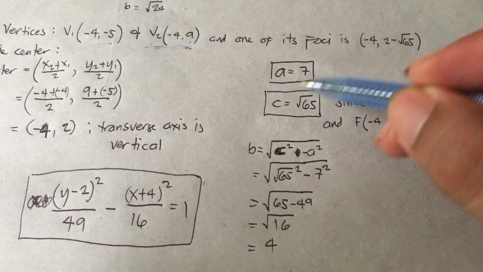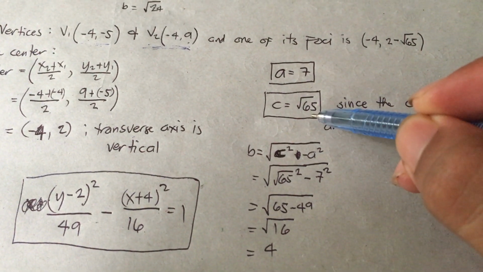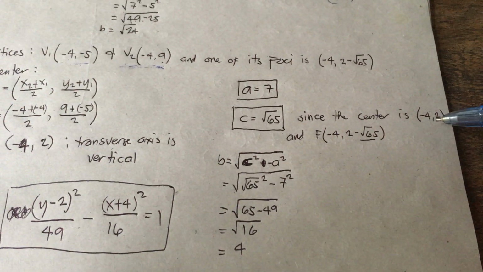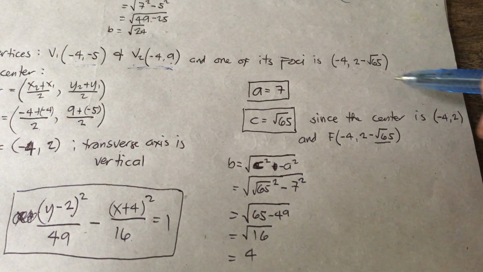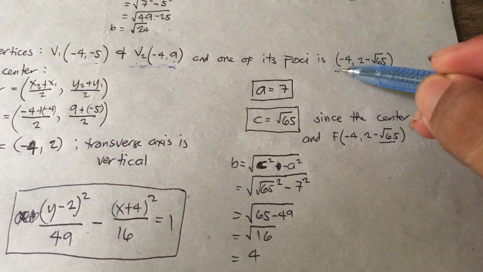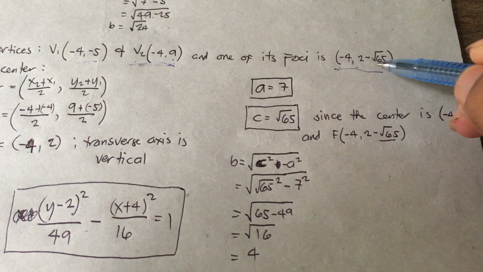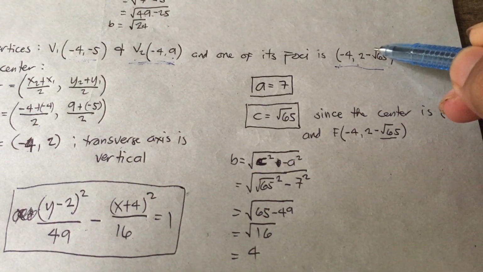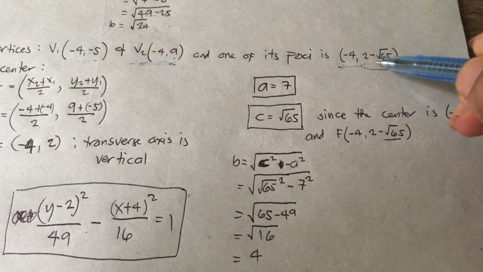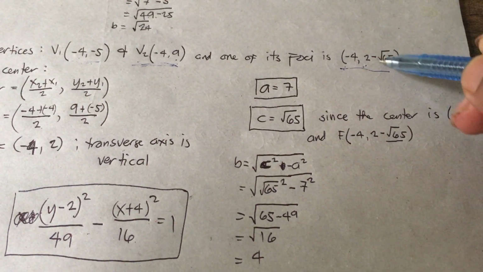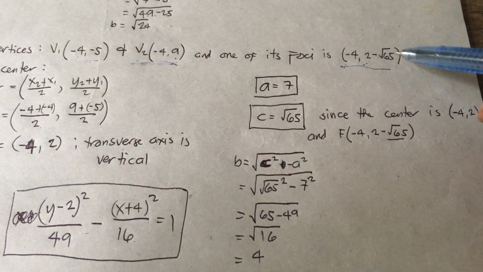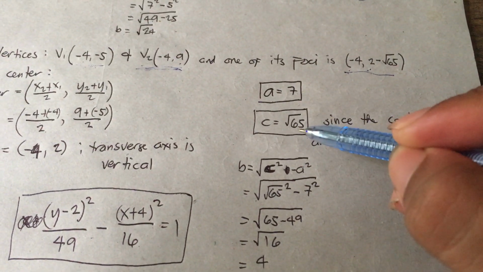Next, our C is square root of 65. Why is C square root of 65? Since the center is (-4, 2), and try to observe that the given focus is (-4, 2 minus square root of 65). So the center is minus square root of 65, it means that the value of C is square root of 65 units, since it is one of its foci. So our C is square root of 65.